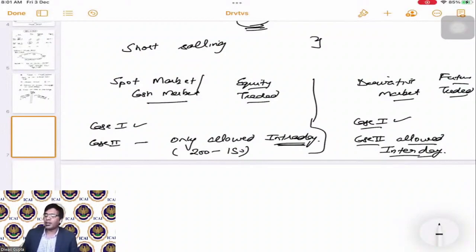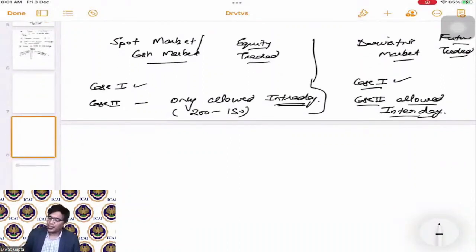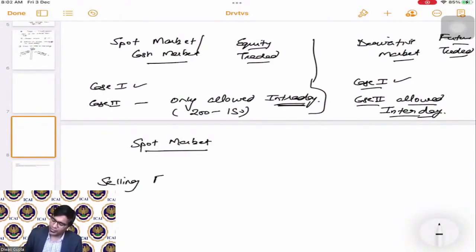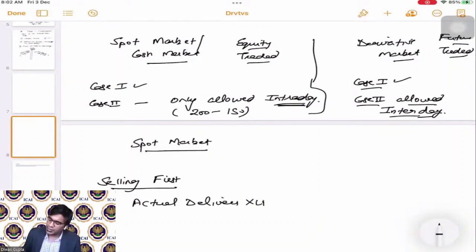And in the derivatives market, it is allowed intraday also. Now, what is the reason behind it? If you see how the spot market behaves: if you are selling first today, correct? Then if within the same day you are not able to square up the position, what will happen is you will have to settle. Now the settlement in the spot market will happen on the actual delivery, correct?